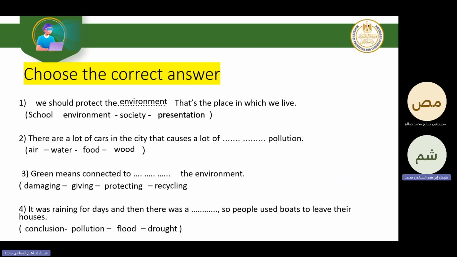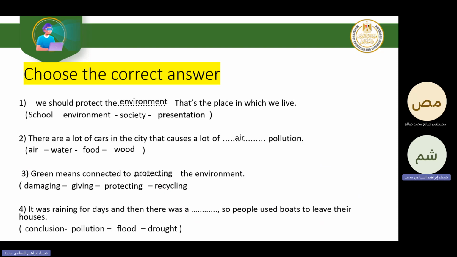Thank you very much. Number 2, there are a lot of cars in the city. That causes a lot of pollution. So we have a lot of cars in the city, and this causes what? Which kind of pollution? Air or water? Of course, air. Thank you very much. You're excellent. Number 3, green means connected to the environment. Damaging, giving, protecting, or recycling? Yeah, we said this. Green connected to, yes, protecting the environment.